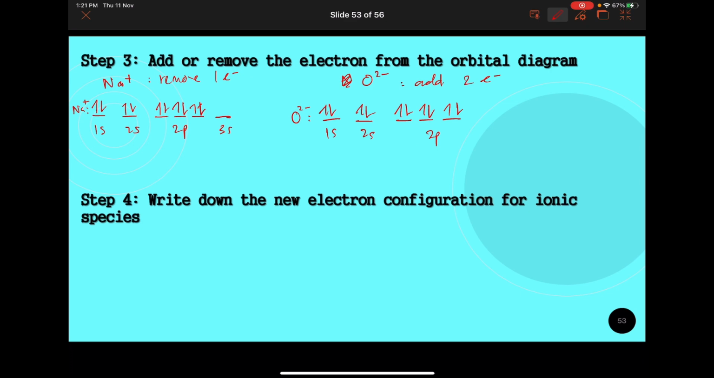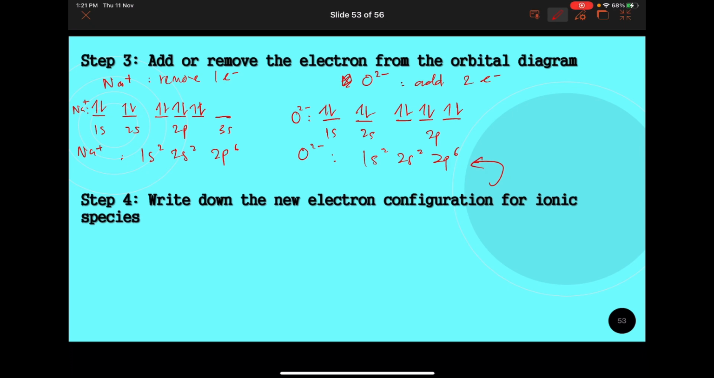Then from the orbital diagram, we can write down the new electron configuration. The electron configuration for sodium ion is 1s2, 2s2, 2p6. And for the oxygen ion, you just follow the orbital diagram: 1s2, 2s2, and 2p6. So the last step is to write down the electron configuration for the ionic species.